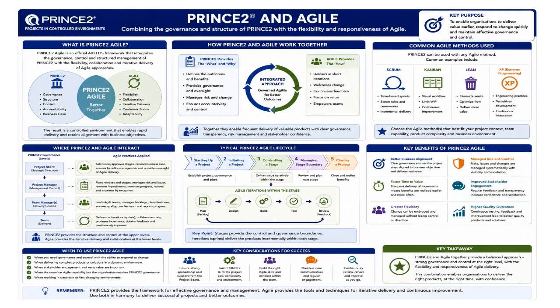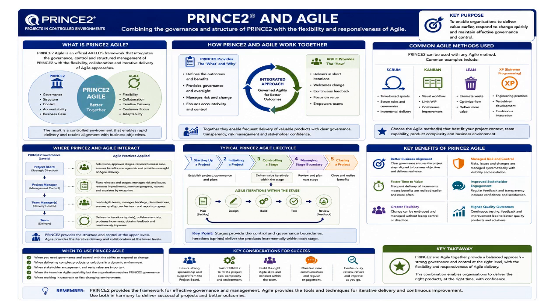responsive to change. At the top of the slide, the key purpose explains this clearly. The goal is to help organizations deliver value faster, respond quickly to change, and still maintain effective governance and control. Starting on the left-hand side, the slide explains what PRINCE2 Agile is. PRINCE2 Agile is an official framework that integrates the governance and structure of PRINCE2 with Agile delivery approaches.